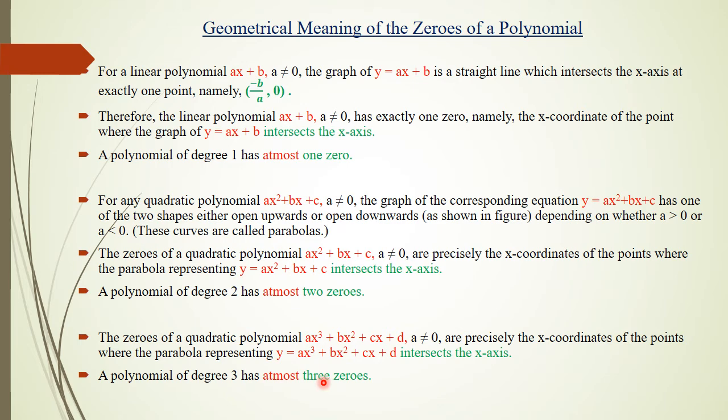It can cut the x-axis in fewer than 3 points, maybe in 2 points, 1 point, or it may not cut at all. In that case, it can have respectively 2, 1 and 0 zeros. Therefore, a polynomial of degree 3 can at most have 3 zeros and not more than that. We will see in our next slide how different types of polynomials, different degrees of polynomials, cut the x-axis.